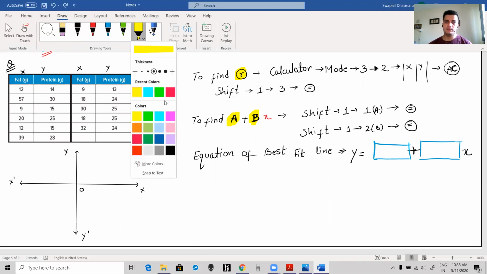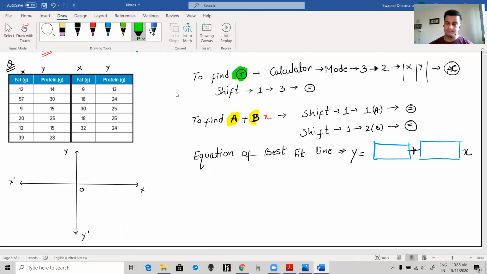In these kinds of questions, we have to find 3 things. One, you will find R, which is the coefficient of correlation. Second, you will find A. And third, you will find B. So to find all these, I'll use my calculator. That's the good news. Let me just open it.